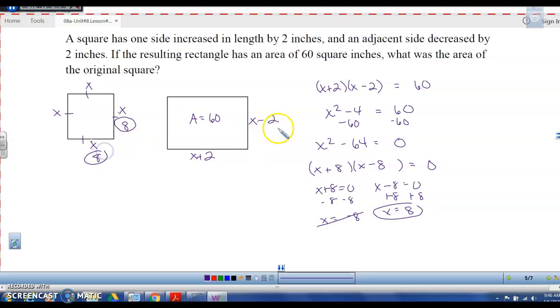There it is. And if you want to plug these in, this would be 6 and this would be 10. Area 60. Now the question is, what was the area of the original square? Well, now that we know the length and the width, 8 times 8 is going to be 64. So this is just solving quadratic equations. Just set them up, solve the quadratic equation, and answer the question.